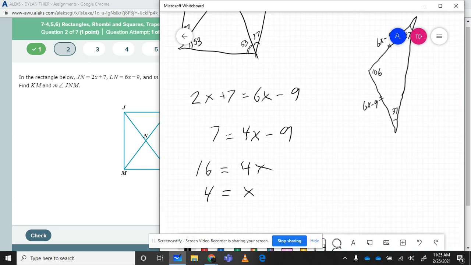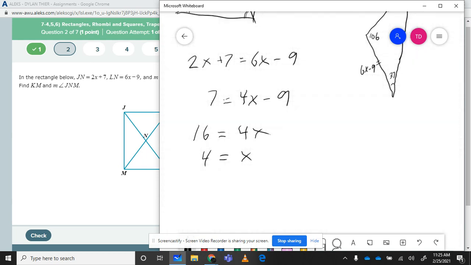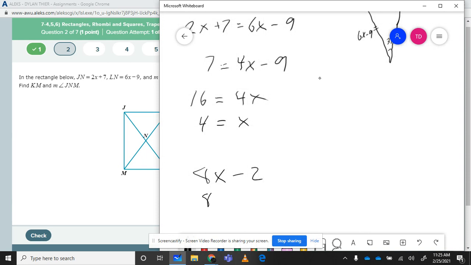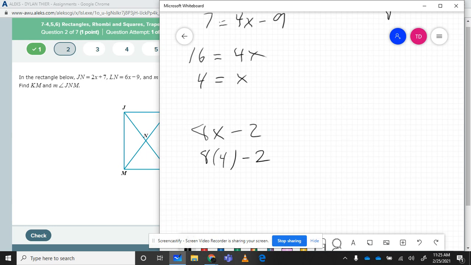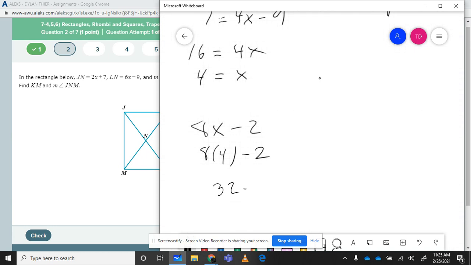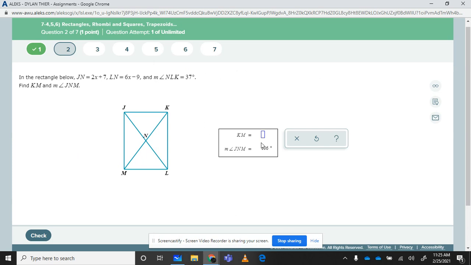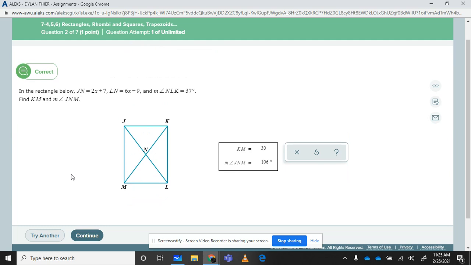Now, if that whole length was, I think it was 8x minus 2 when I put those two pieces together. Well, this is going to be 8 times 4 minus 2. So we'll have 32 minus 2, or 30 altogether. Let's give that a try. Okay, good.